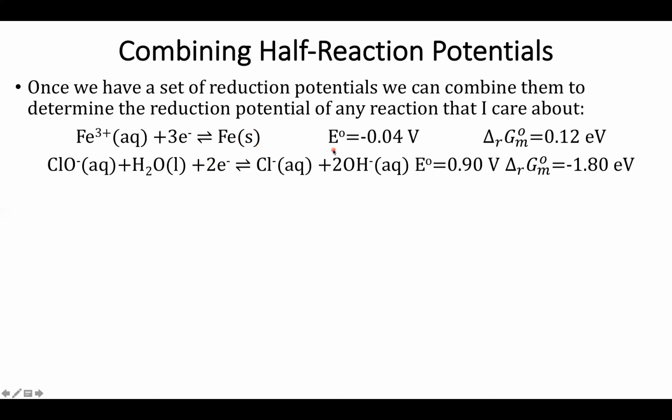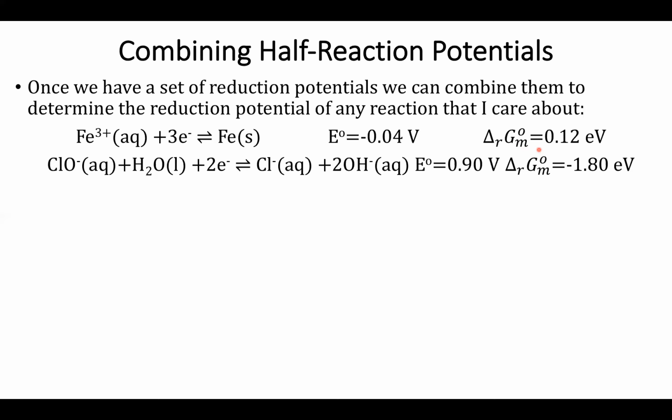and it turns out that this reaction has a fairly low potential of negative 0.04 volts. In other words, this reaction doesn't want to occur too readily. And what we can then do is make use of our equation to convert this to our standard state Gibbs free energy of about 0.12 electron volts.